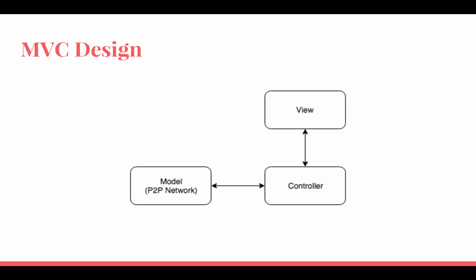So we're going to use the model view controller design to implement the game, which is a pretty common design for games in general. It consists of a view, which is basically a GUI. Your GUI takes input from the user and sends that information to the controller, which then gives that information to the model, which in our case is the P2P network.